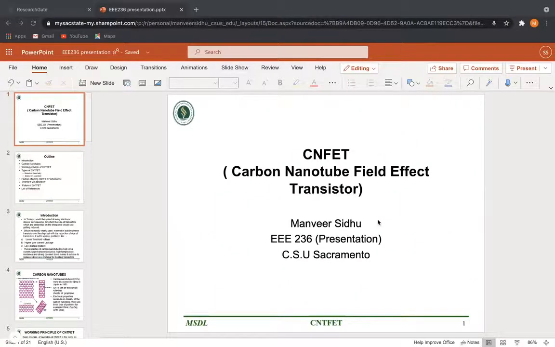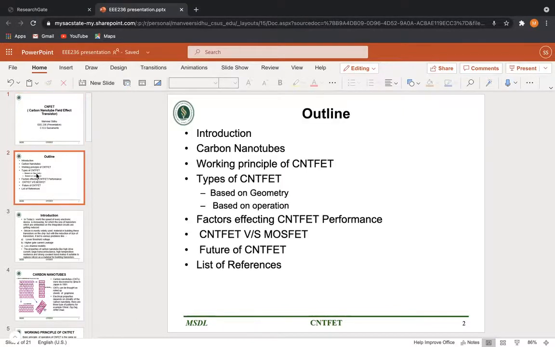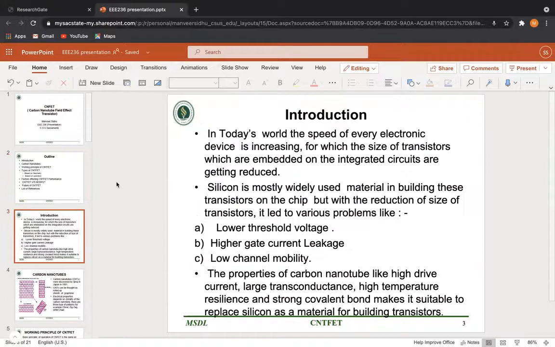Today I'm going to present a presentation on a topic carbon nanotube field effect transistors, also known as CNFET. Here is the outline of the topics that I'm going to cover in my presentation. So let's get started. First of all, the introduction to the topic.